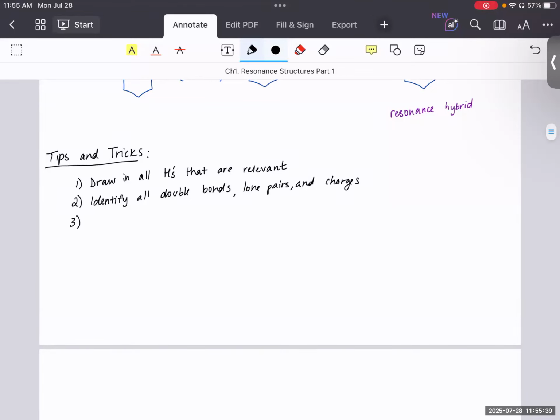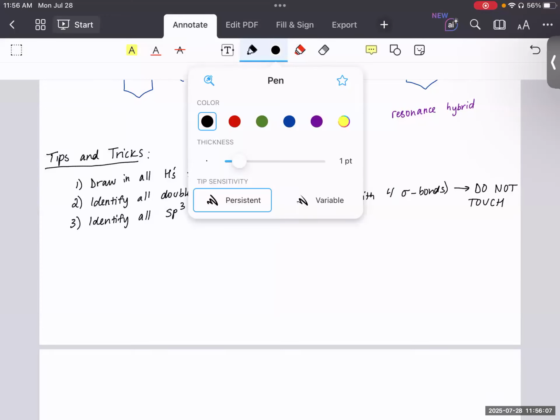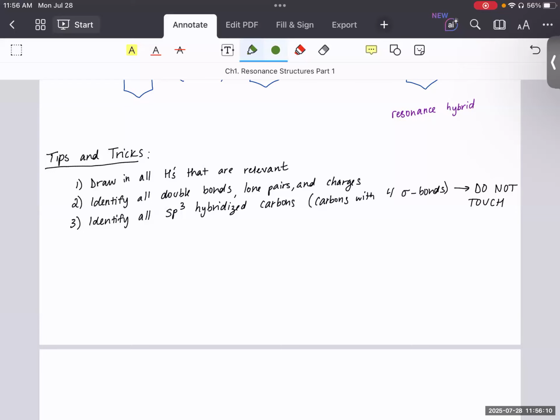The next tip I have is identify all sp3 hybridized carbons, or in other words, carbons that have 4 sigma bonds. And for these, do not touch these. So at no point should you be moving around anything related to a carbon with 4 bonds. So let's draw this out here. So let's say we have this structure here.